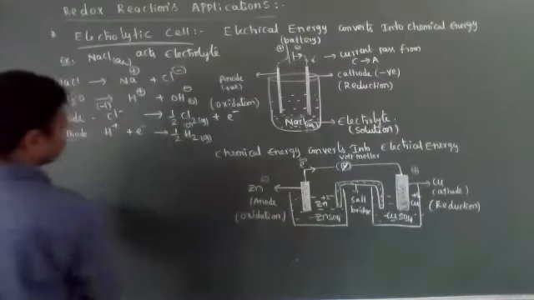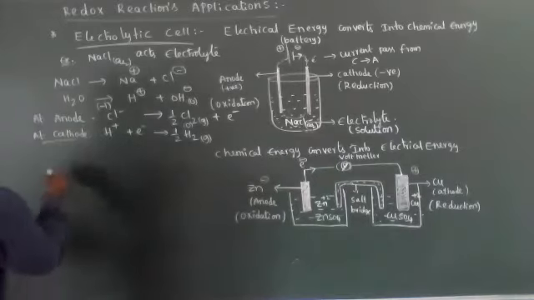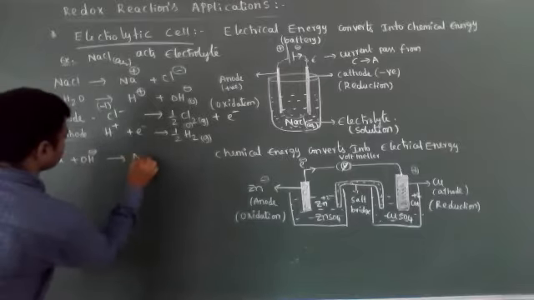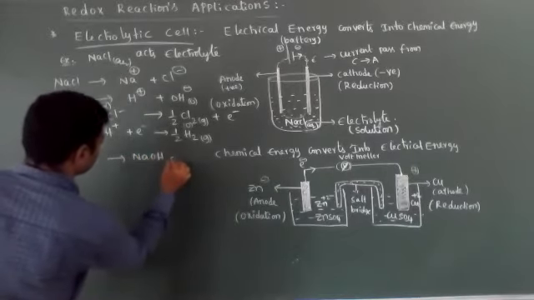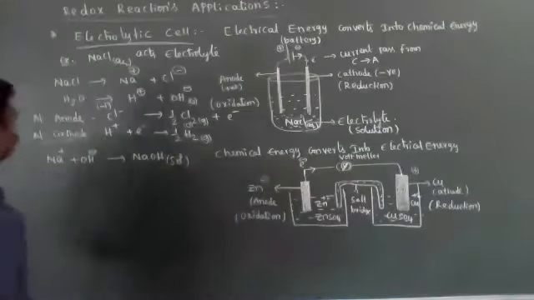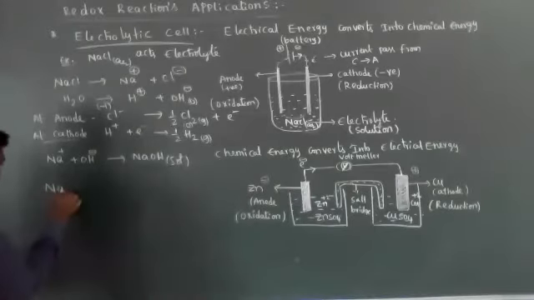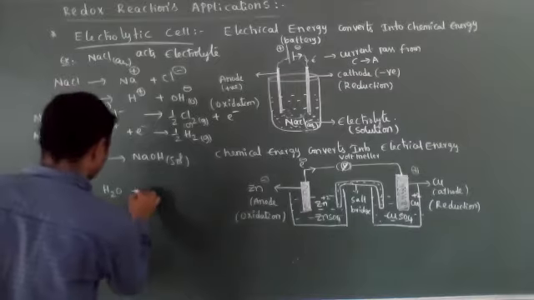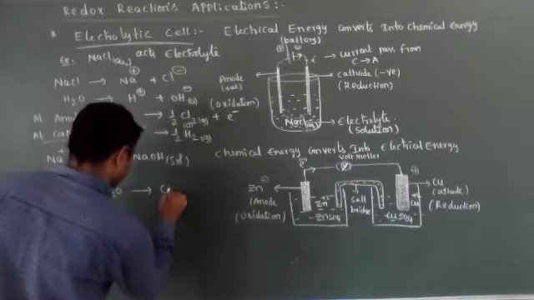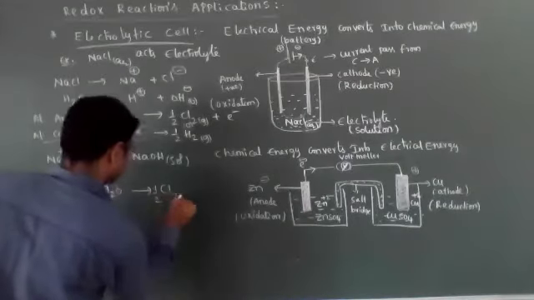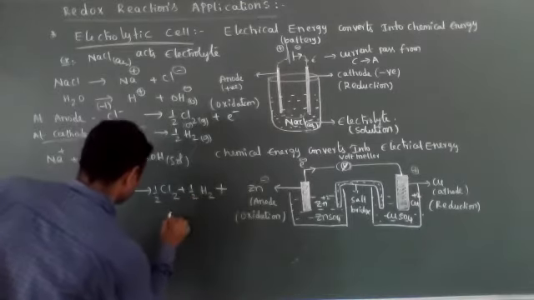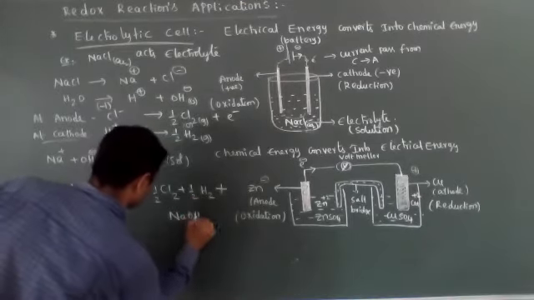It is a reduction reaction. Finally, Na+ ions and OH- ions are present, forming NaOH solution. So this equation, NaCl plus H2O, is converted into half Cl2 plus half H2 plus NaOH, sodium hydroxide solution.